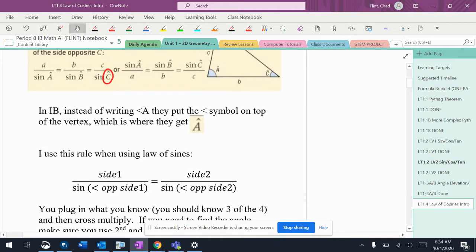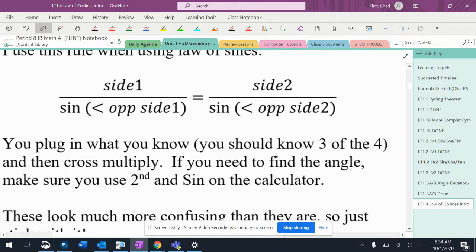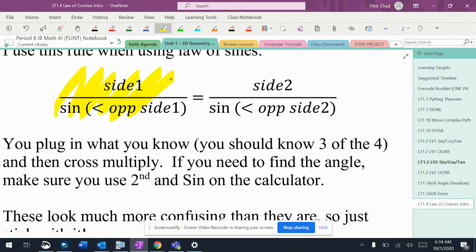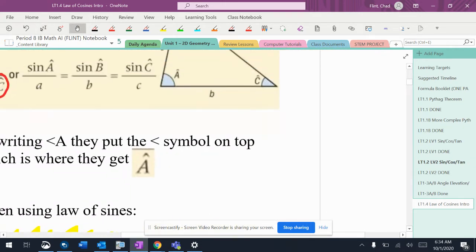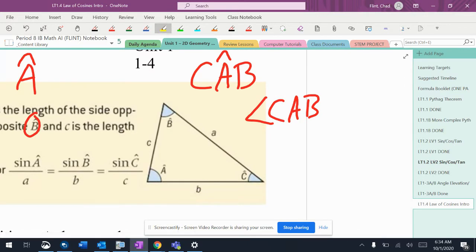Okay. And then this is what I remember in terms of using the law of sines. Now, you do get the formula on your formula sheet. If you go look at it, it's in the geometry and trigonometry section. And then you're going to plug in what you know. You're going to cross multiply. You're going to use the calculator. It looks much more confusing than it is, so just stick with it. And the last thing I'm going to do is when you pair this up, this angle would go with this side, and this side would go with this angle.